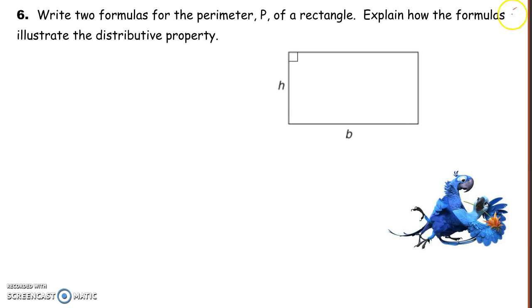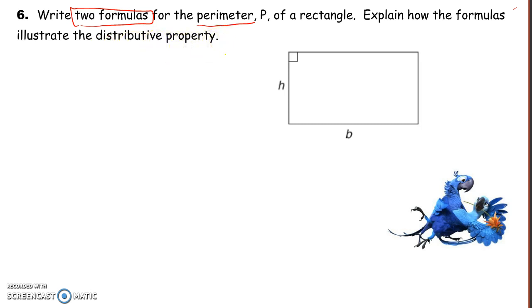Okay, so this is essentially a word problem. It's got a lot of words in it. First thing you should do is really read through it and make sure you understand the question. Make sure you understand what it's asking and you understand all the words that are in there. All right, so write two formulas. So there's our first indication we need to do something. So write two formulas for the perimeter of a rectangle. Explain how the formulas illustrate the distributive property.